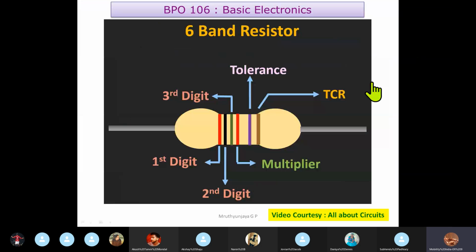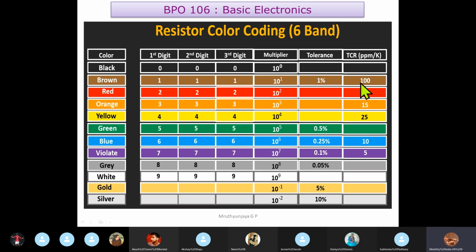In the 6-band resistor, you can see this is the type of resistor that would be there. 1, 2, 3 are the digits, the 4th is the multiplier, the 5th is the tolerance, and the 6th is the TCR, temperature coefficient of resistance. In this case, you can see there is a brown band here. This brown band as the 6th band, as I discussed earlier, stands for 100 parts per million. The variation would be 100 parts in a million.